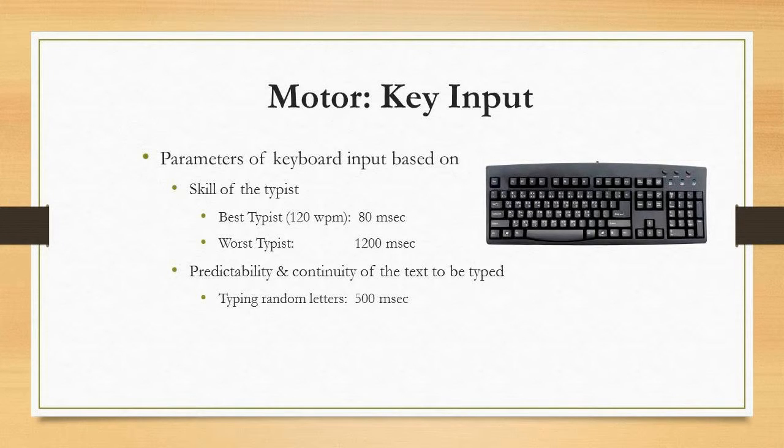Motor, key input. Parameters of keyboard input based on skill of the typist. Best typist, 120 WPM, 80 millisecond. Worst typist, 1200 millisecond. Predictability and continuity of the text to be typed. Typing random letters, 500 millisecond.